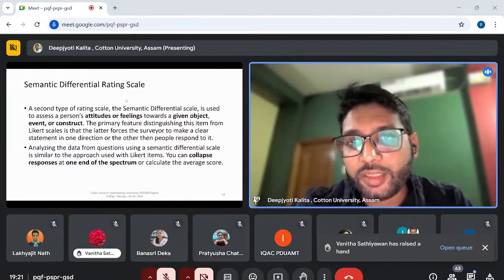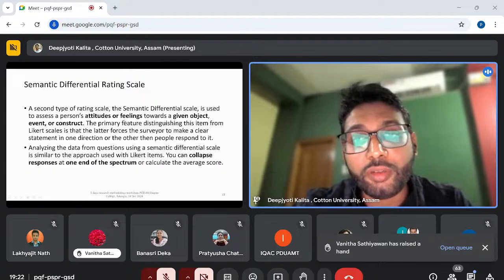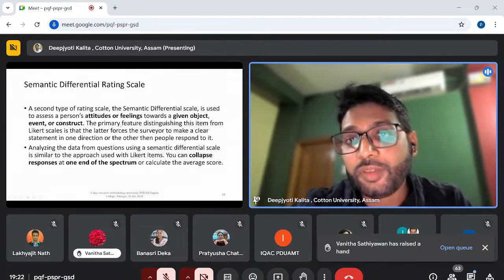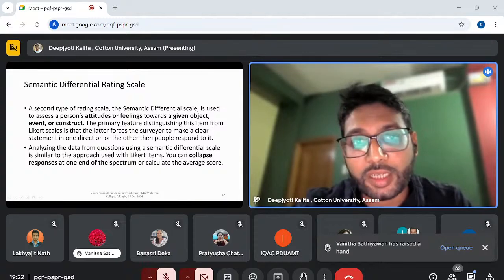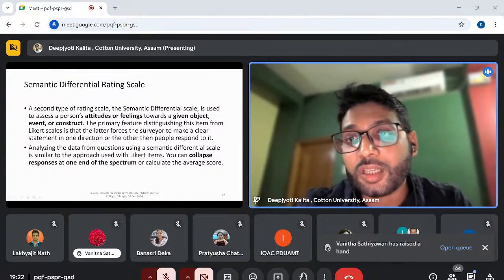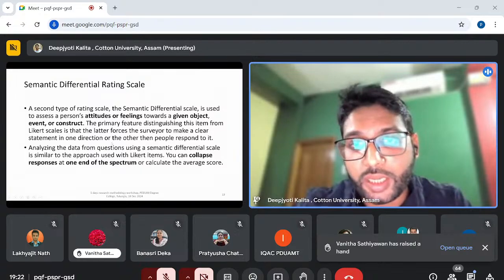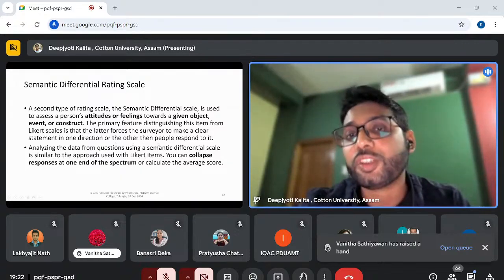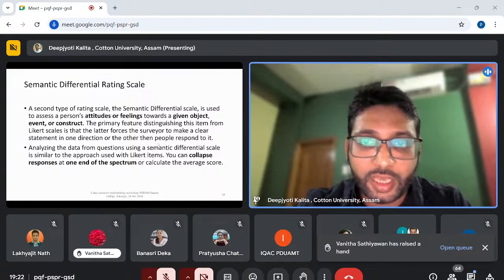This is the second type of rating scale. Semantic differential rating scale is used to assess a person's attitude or feeling towards a given object, event, or construct. The primary feature distinguishing this item from the Likert scale is that the latter forces the surveyor to make a clear statement in one direction or the other, for the people to respond to. If you see the example, you are going to understand it.